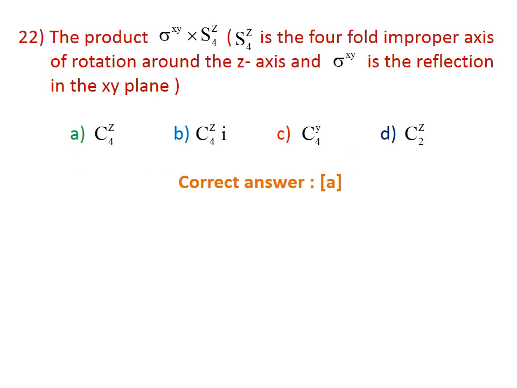Question number 22. The product of sigma xy into S4 z. Here S4 is the fourfold improper axis of rotation around the z axis, and sigma xy is the reflection in the xy plane. We are going to multiply sigma xy into S4, and the net result will be equal to C4, with the z axis. Option A is correct. Sigma xy into S4 z gives C4 z. The correct answer is A for this question.